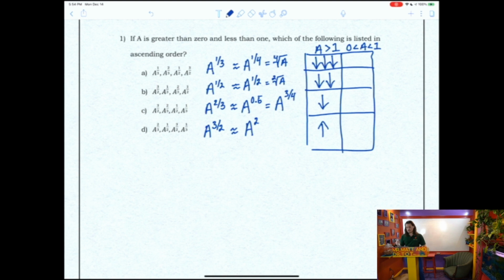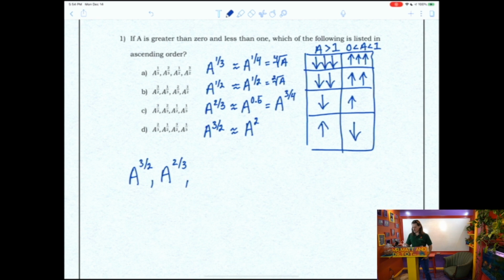So all of these relationships would be reversed. So this guy would actually be the greatest, followed by this guy, and then the last form, a to the 3/2 power, would actually decrease. So if we're writing them in ascending order, we want to go least to greatest. So this is going to be a to the 3/2, followed by a to the 2/3, followed by a to the 1/2, and lastly, a to the 1/3 power. And that is going to be answer selection C.